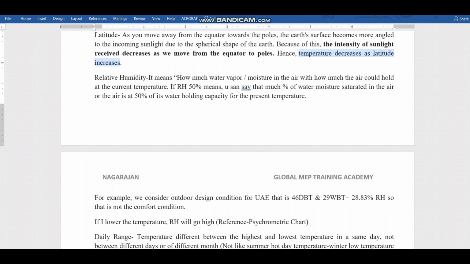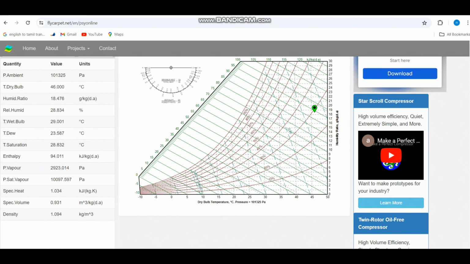So let me show you one example of how it is done. This is the online psychrometric chart, for this 46 degree dry bulb and 29 degree wet bulb. You can see the value. The relative humidity is 28.834% and the enthalpy is 94. This enthalpy I will tell you later, and the humidity ratio also I will tell you later, 80.476. And against this, now we are going to see for the indoor comfort zone what the relative humidity will come to.